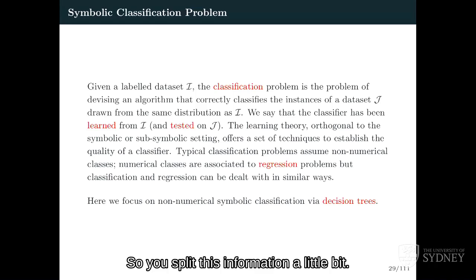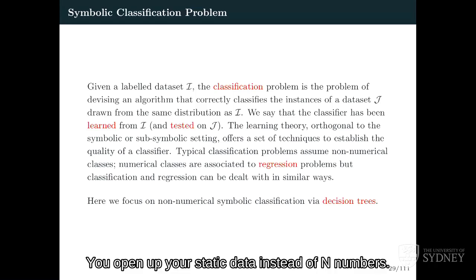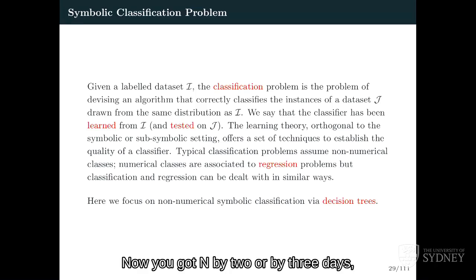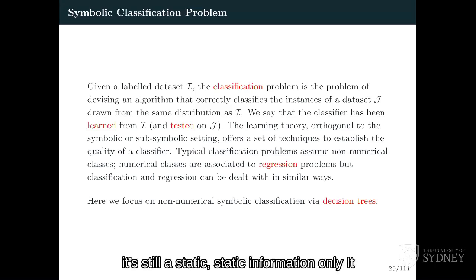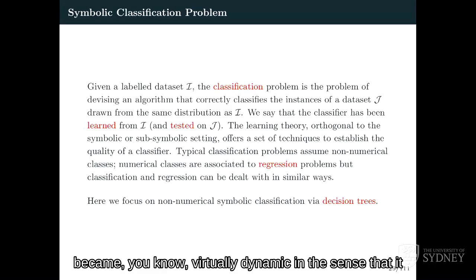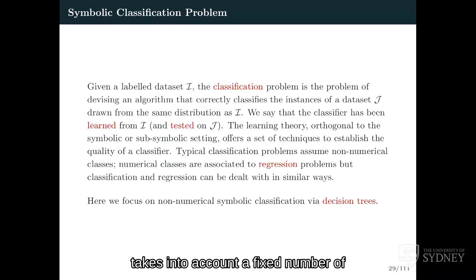So you split this information a little bit, you open up your static data: instead of n numbers, now you have n by 2, or by 3 days, for example, by 4, you decide that. It's still static information, only it became virtually dynamic in the sense that it takes into account a fixed number of past data somehow. So it's still not dynamic.